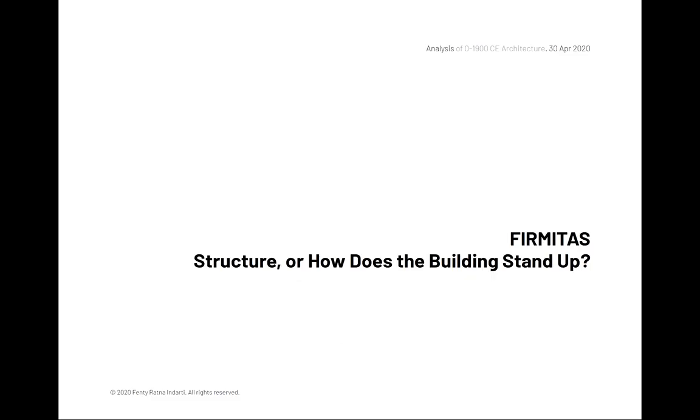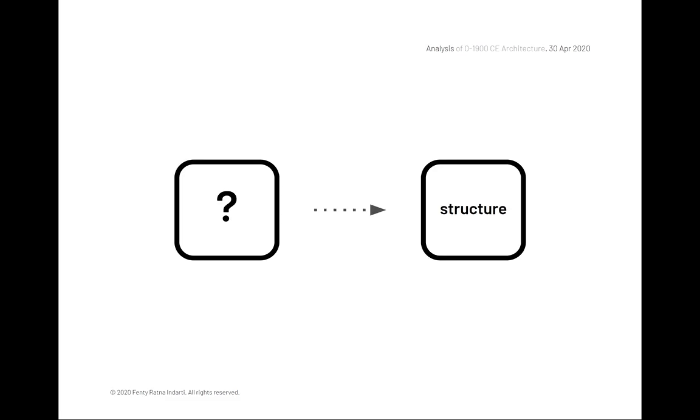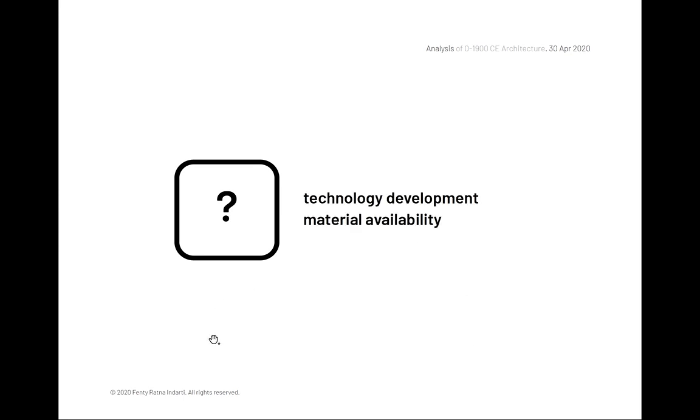And then the last one is about firmness, the structure, or how the building stands up. Why is it important? Because structure is actually affected by technology development or material availability. That's why the forces that I'm talking about during tasks 1, 2, and 3 are forces like social, human experience, and technology.